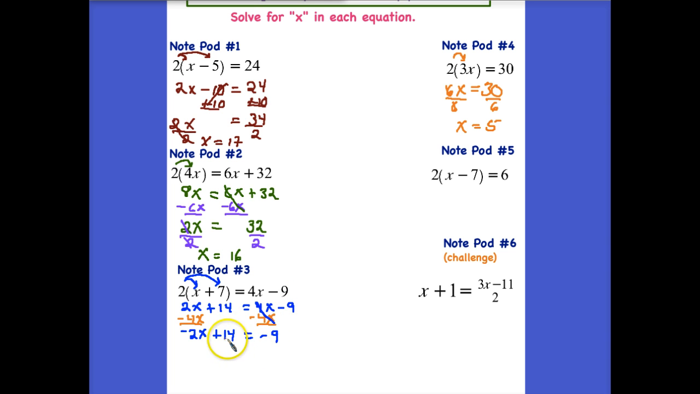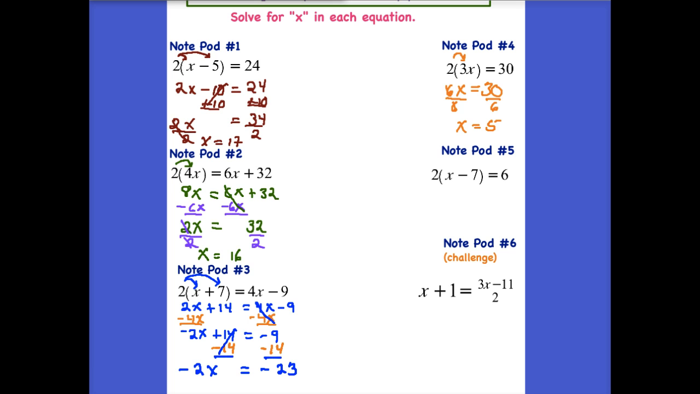So what I'm going to do is move the 14 over to combine with the 9. So I would need to do the opposite. So I would subtract it. And then I'm going to perform that operation and once again rewrite everything. So I've got a negative 2x. Now 14 minus 14 is 0. And then negative 9 and a negative 14. Since they're both negative, I add them together to get negative 23.